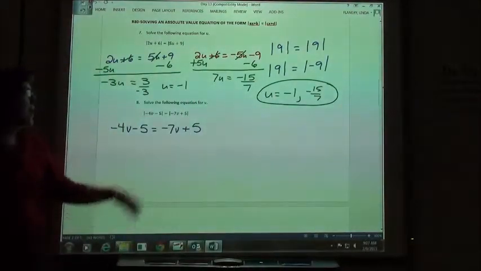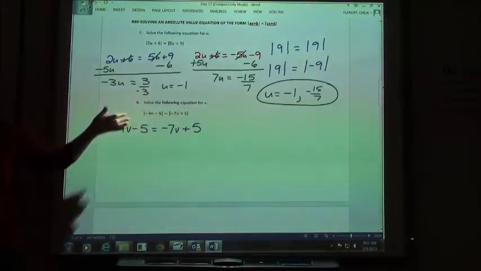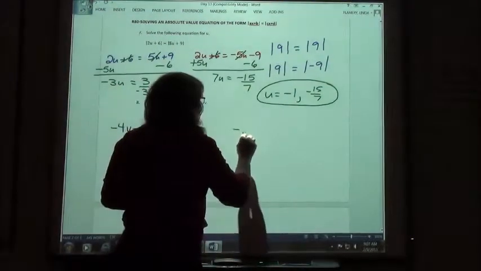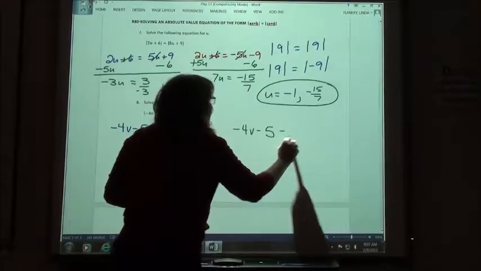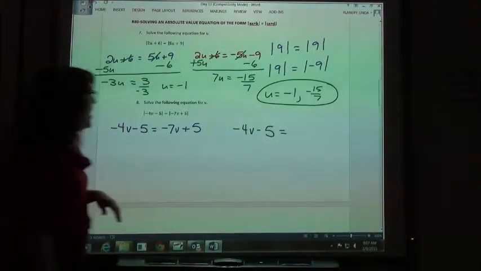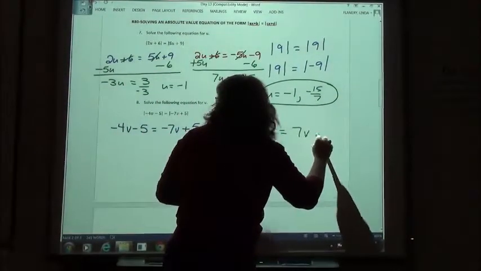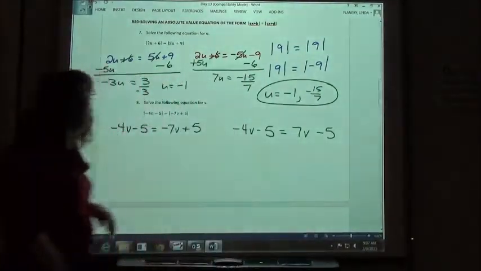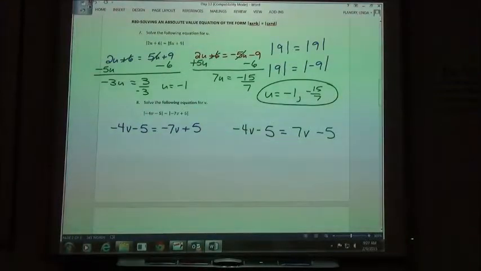On the other one, I'm going to leave one of them alone. I usually leave the first one alone. So -4v minus 5. And I'm going to do the opposite of the other one. So I'm going to make that a positive 7v and a minus 5. So 7v minus 5. And then I have to solve both of my equations.